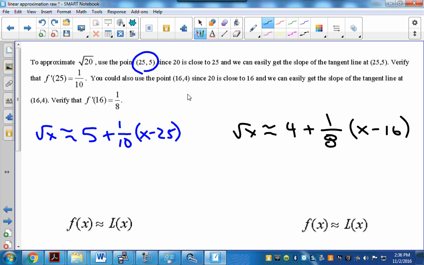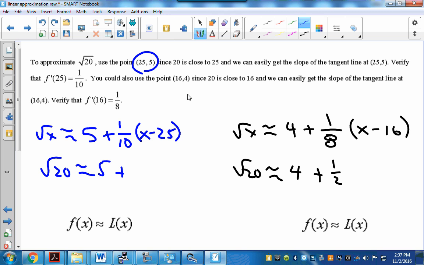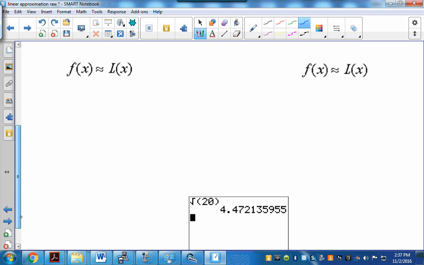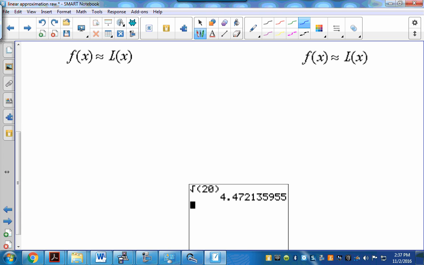So, if we use this guy, the square root of 20 works out to be about 4 plus, what's that, 20 minus 16 is 4, 4/8, plus 1/2, right? So that's my approximation there. If I'm over here, the square root of 20 is about 5 plus, put 20 in there. So what's that, negative 5/10, right? So 4.5 again. Now, both of those are rather crude. Here's the better approximation, 4.47. You know, I guess 4.5 is not that terribly bad, but it's not super accurate.